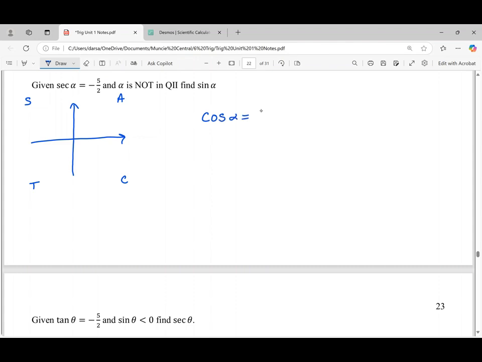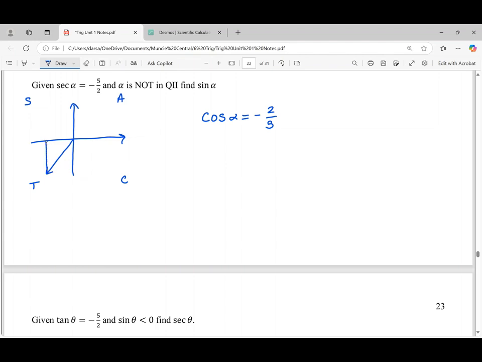So the cosine of alpha is going to be -2/5. That is going to help us out a lot because we know cosine is negative, which means we need to be in quadrant 2 or 3. But it says right here it's not in quadrant II. That double I means 2 in Roman numerals. We're not in quadrant 2. So alpha must be an angle that is in quadrant 3.